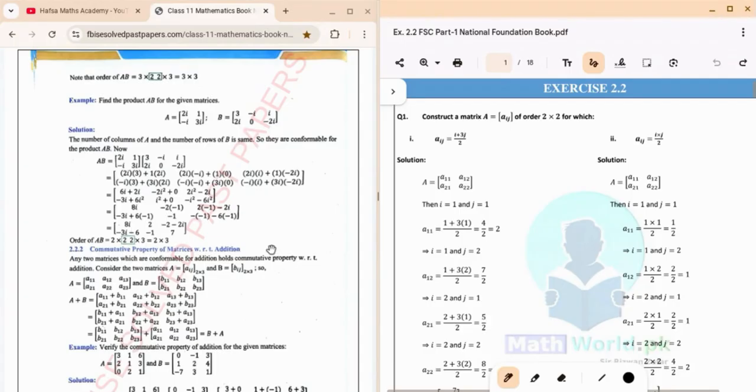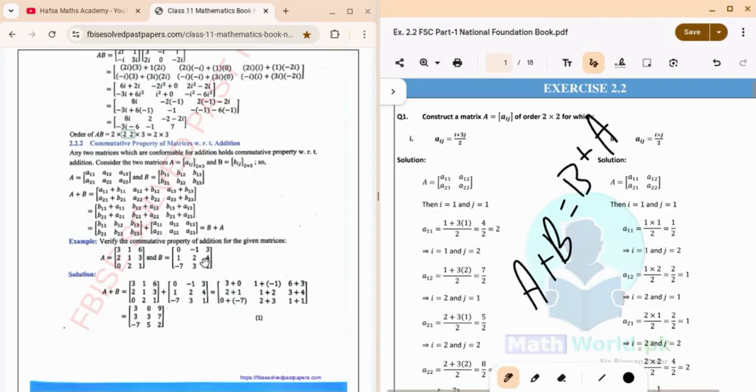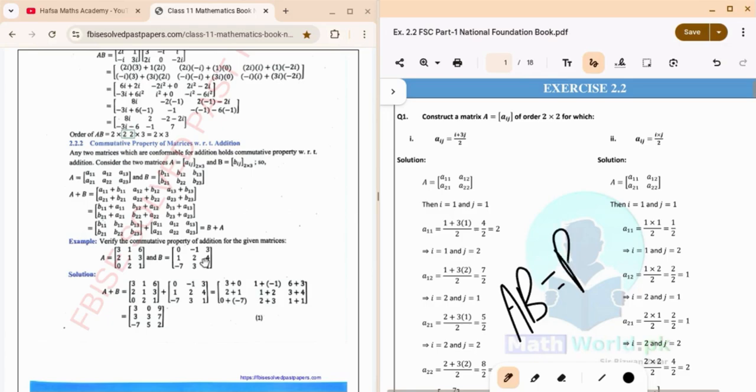The commutative property of matrices with respect to addition, WRT means with respect to. So commutative property is basically just saying, again, I'm going to write on my screen, A plus B should equal B plus A. That's all it's saying. That's with respect to addition. With respect to multiplication, it's going to be, let me just erase that. A multiplied by B is supposed to equal B multiplied by A. Now we're going to figure that out later. But that's with respect to multiplication.